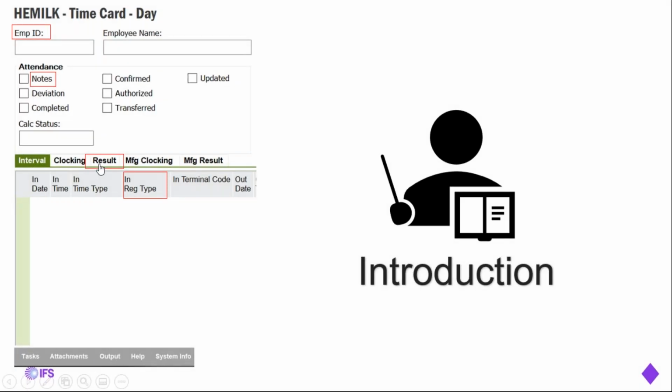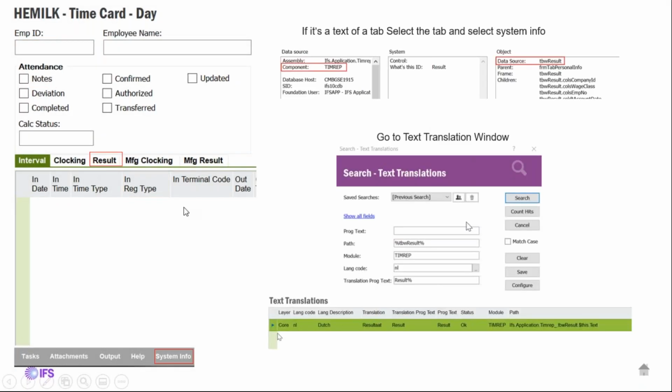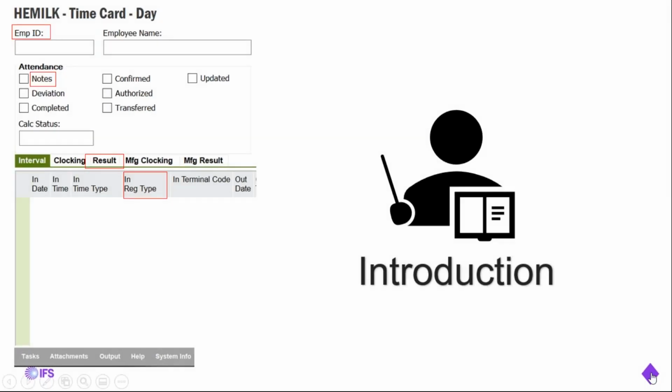And if we go for a tab related translation, same as the table related translation, you will not be getting any system information. You have to get the data source, component, and language and the prop text from here. Then you will be able to get the translations accordingly. I hope you got an idea about how to get window related translations in simple terms.